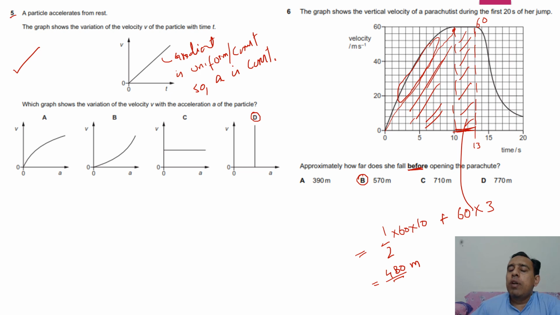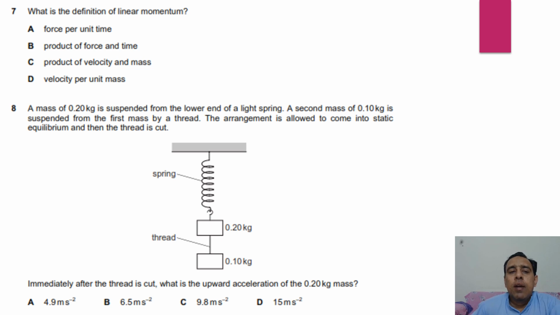You can solve it more accurately by dividing it into further small areas. The answer will be close to 570. Moving towards question number 7. What is the definition of linear momentum? So linear momentum P is equal to mv, which means it is the product of mass and velocity. So option C is correct.